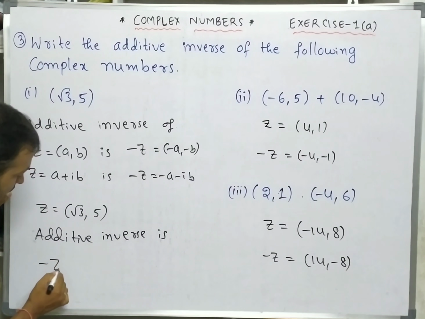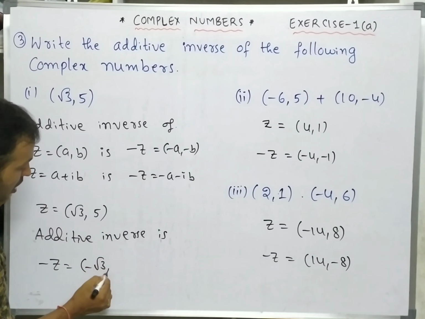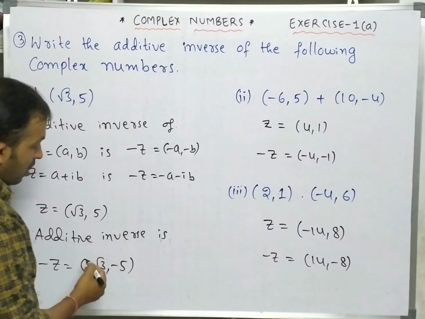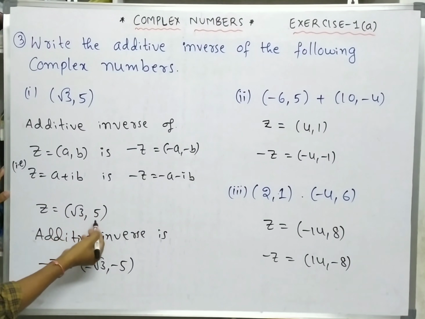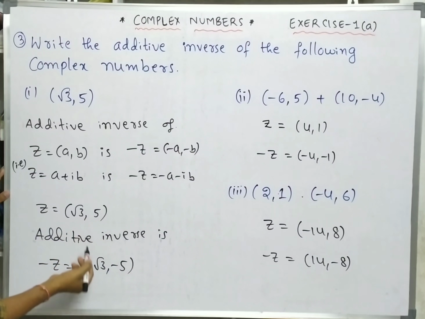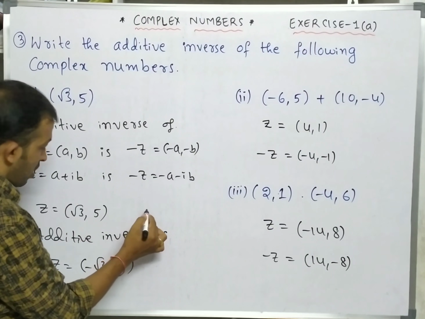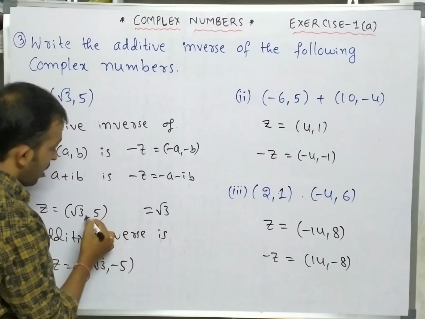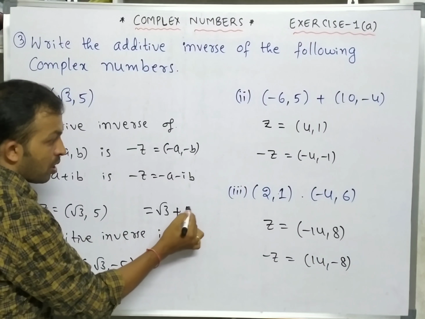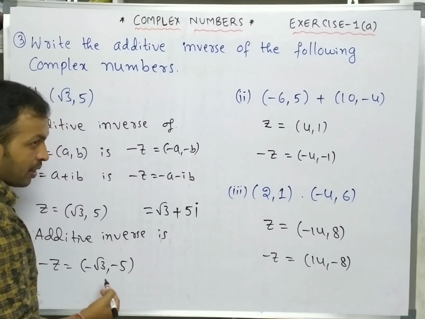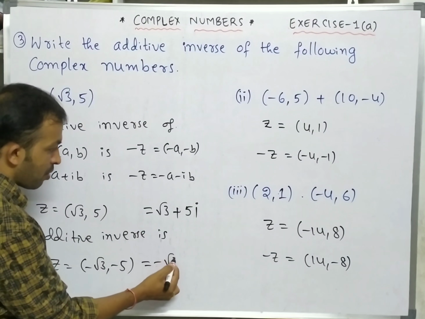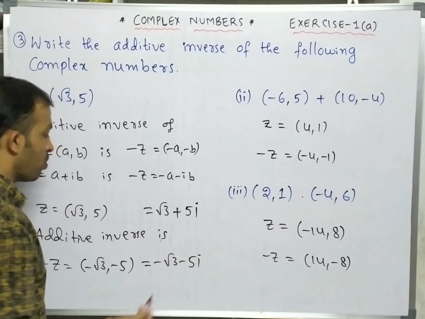That is minus z, that is minus root 3 comma minus 5. Okay, so this is the answer, just multiply with minus, that's it. So this is ordered pair form. In another way we can write this in a plus ib form, root 3 plus 5i, and this can be written as minus root 3 minus 5i.